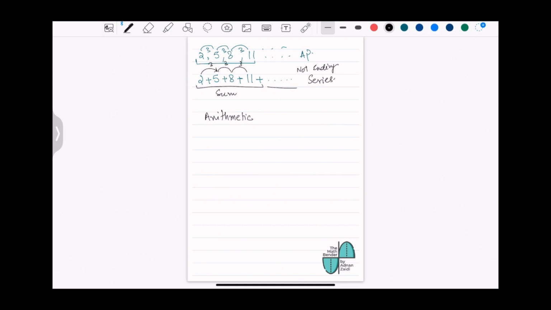Any arithmetic series and the sum can be calculated using Sn equals n over 2 times 2a plus n minus 1 times d, where d is the common difference. We already know n is the number of terms, a is the first term.